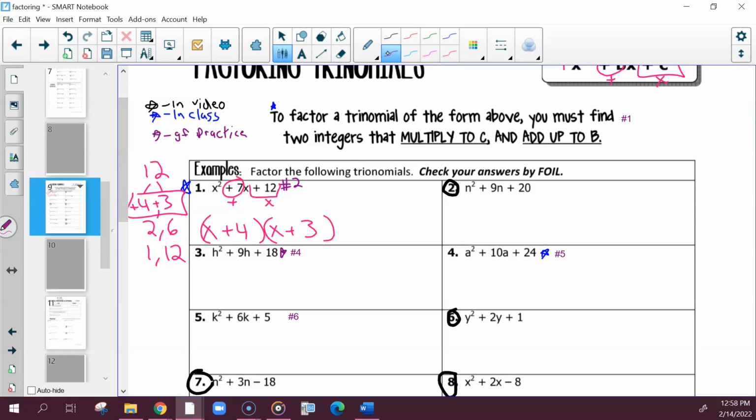Just to make sure that works, we could multiply this back out. If I were to multiply this back out, x times x gives us x squared. X times 3 gives us 3x. 4 times x gives us 4x. And 4 times 3 gives us 12. If I combine those like terms, I get 7 again. So I can say that works.